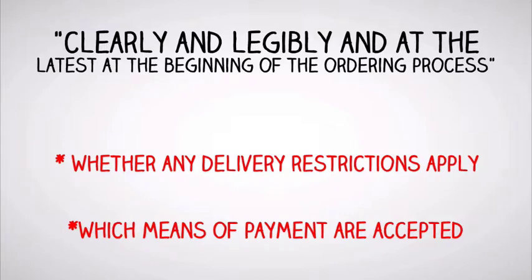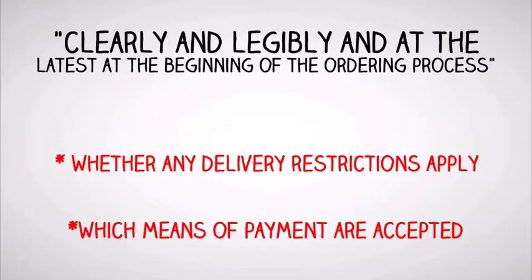So there isn't actually any specific guidance on this point, but arguably that might be even before a customer clicks on a product to add it to the basket. So for each product, in the product description, you need to include whether any delivery restrictions apply to that individual product and which means of payment are accepted.